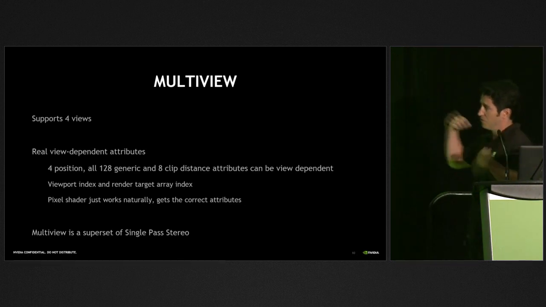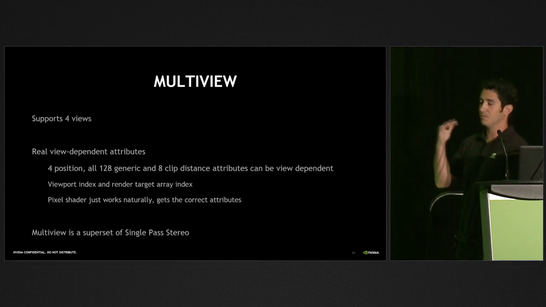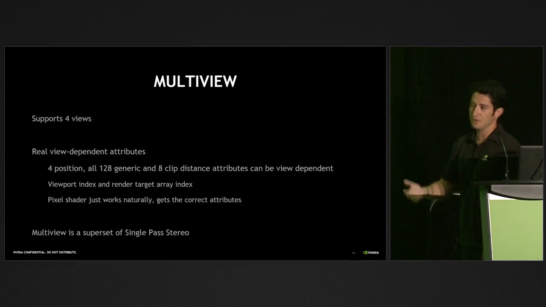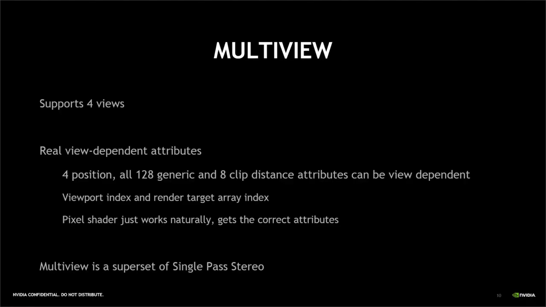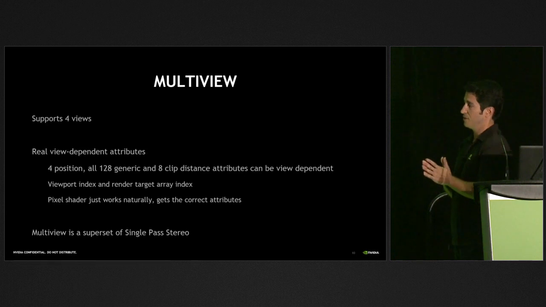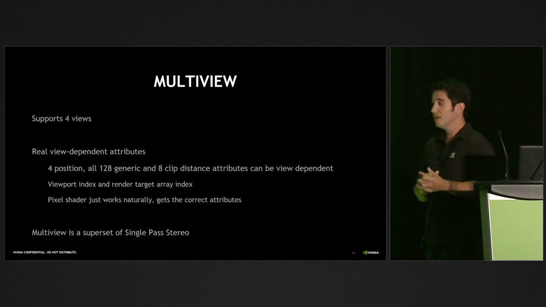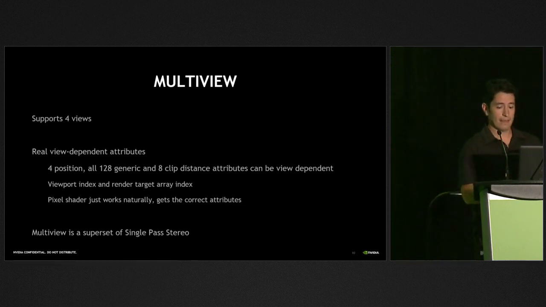I'll show some pseudocode in a second, but typically the way you would code up your vertex shader is that you would reference this system value, which would pull some constant buffer parameters for your matrices that are appropriate for this view, and then do your transformation with the view-appropriate data. That's the point at which you would generate view-dependent work. It's important to note that multi-view is a strict superset of single-pass stereo. Everything that single-pass stereo could do and all the performance that you would expect with single-pass stereo you can get with this new feature as well. You just get a lot more generality.